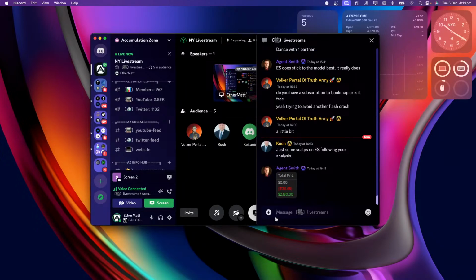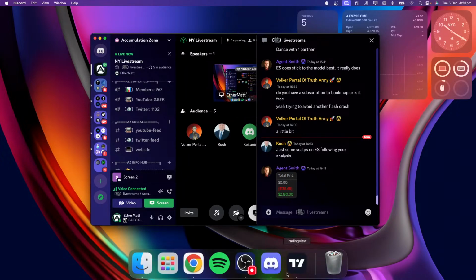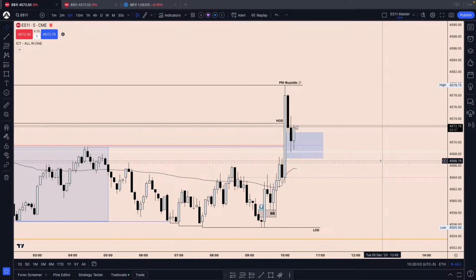And how has that been playing out, Cool? Some scalps. Nice. That 250k Vegas account, baby.